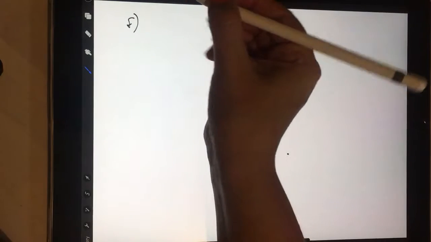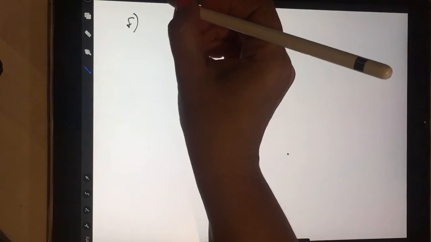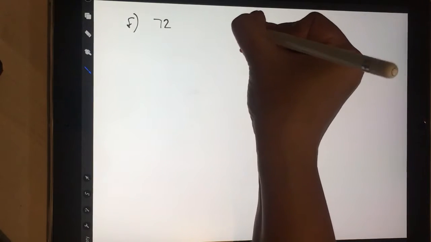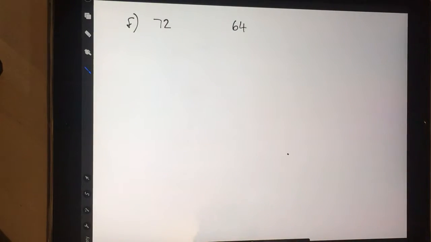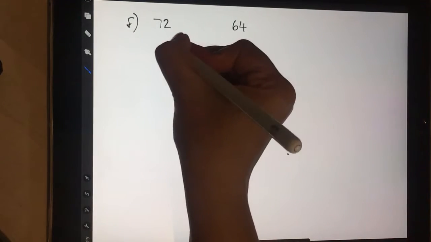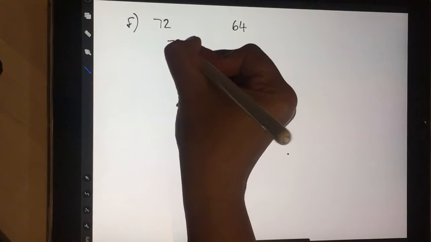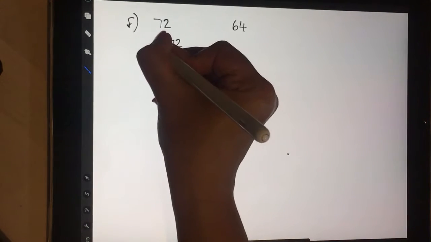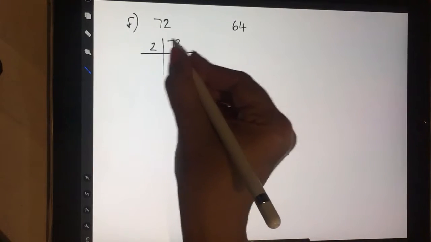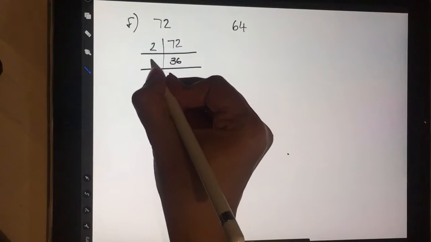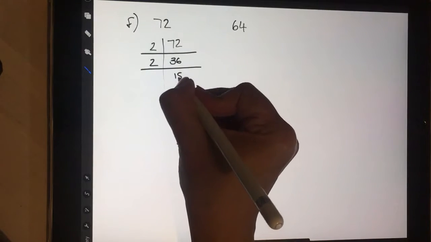Right, so for letter F, you had to find the highest common factor and lowest common multiple of 72 and 64. For 72, we need to break it up into prime factors. I'm going to use the ladder method for this one. So 72, the smallest prime number that can divide into it is 2. 72 divided by 2 will give me 36. 36, again divided by 2, will give me 18.